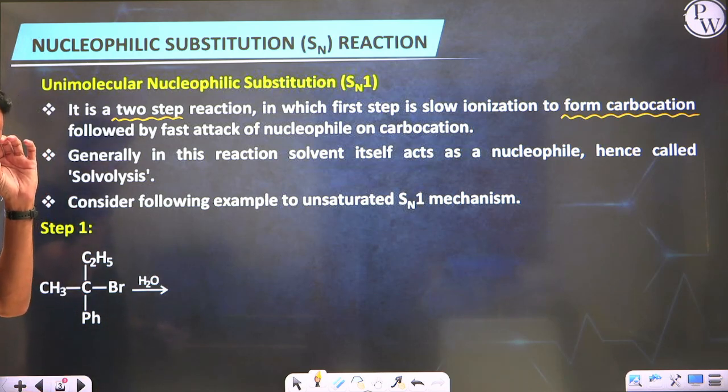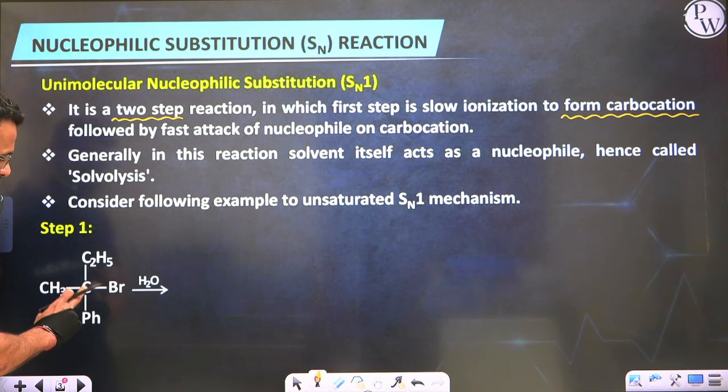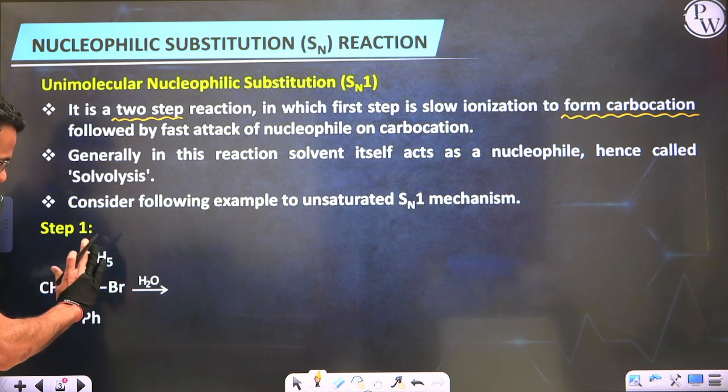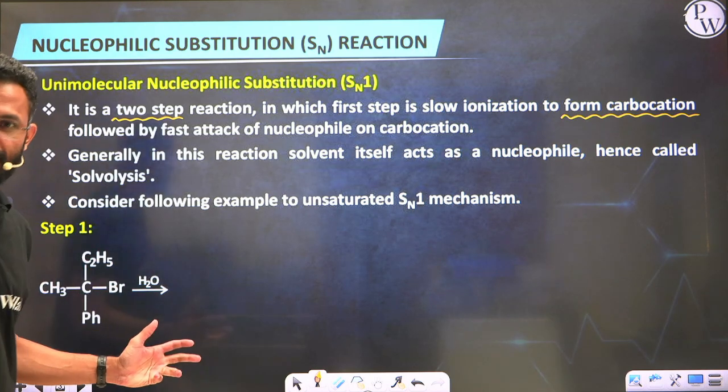Also, I want you to have a look at this structure: this is a tertiary alkyl halide. The carbon to which the halogen atom is connected is connected to three more carbon atoms directly, which makes such a carbon atom a 3-degree carbon atom. So we call it a tertiary alkyl halide, and we are subjecting it to the process of hydrolysis.